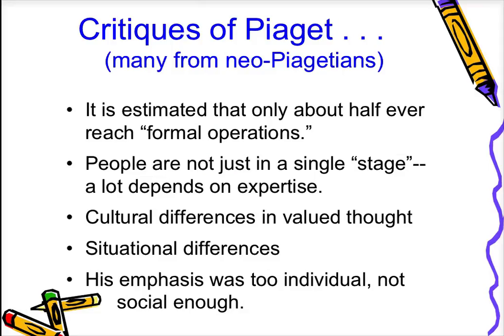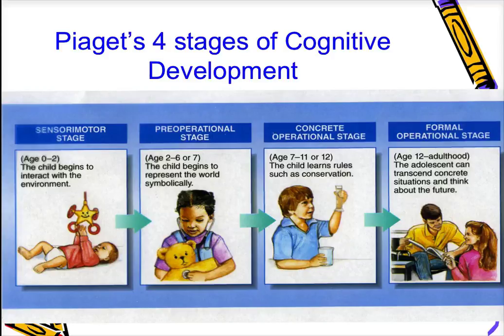So let's look at this. Neo-Piagetians have critiqued his theory and expanded it, and have noted, in fact, that only about half of adults ever reach formal operations, and that people are not in a single stage. A lot of this depends on expertise. So, looking back again at these stages, a person who is formal operational, perhaps in their profession, a lawyer or a doctor, if they're trying to learn something brand new, something they've never done before, they revert back to concrete operational, and that's what we all do when you're learning something new.